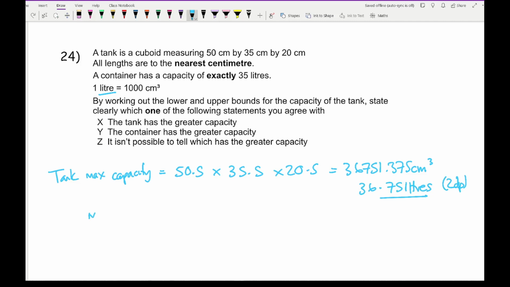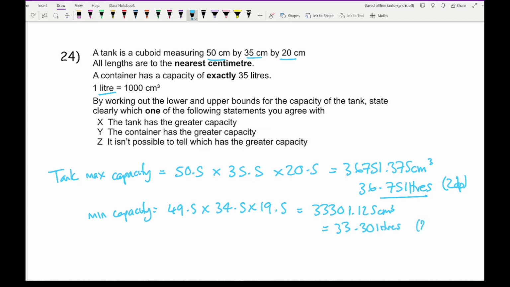Now the minimum capacity is where I look at the lower limits of each of these three numbers. So it's going to be 49.5 times 34.5 times 19.5. So 49.5 times 34.5 times 19.5, and that gives me 33301.125, and that's in centimetre cubed. If I divide that by 1000, it'll give me the litre capacity, and that equals 33.30 litres, and that's to 2 decimal places.